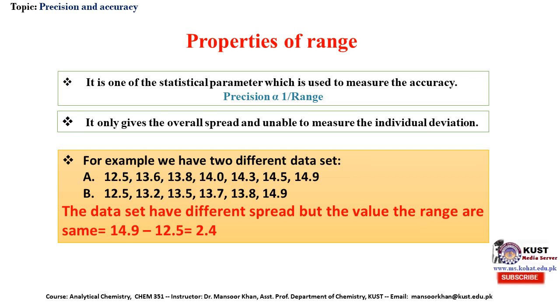For example, we have two different data sets A and B. A and B both consist of different readings, but the smallest and the highest values are the same, so the range for both data sets is the same. Otherwise, it clearly shows that the two data sets are completely different from each other. So it is one of the drawbacks of range.